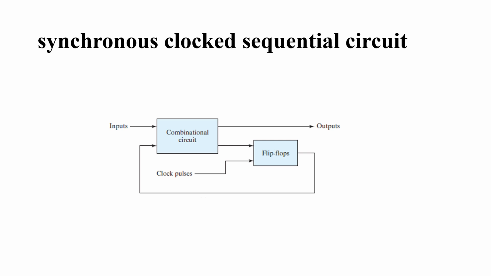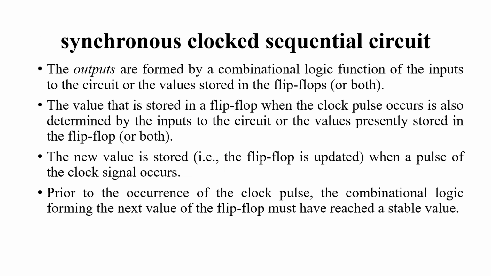This is the synchronous sequential circuit. In the synchronous sequential circuit, combinational circuits are used, and flip-flops are used as the storage elements. Clock pulses are used in the synchronous sequential circuit, and the memory elements store the information and produce output based on current and past inputs. In a synchronous sequential logic circuit, the output depends on the inputs and the value presently stored in the flip-flop, when the clock pulse appears at the circuit.